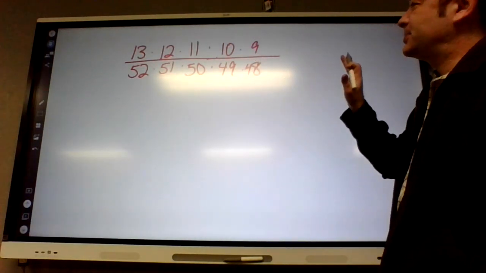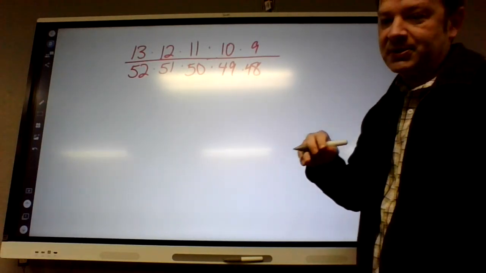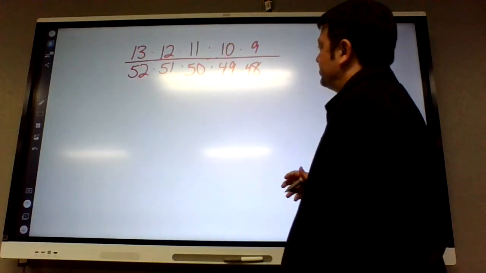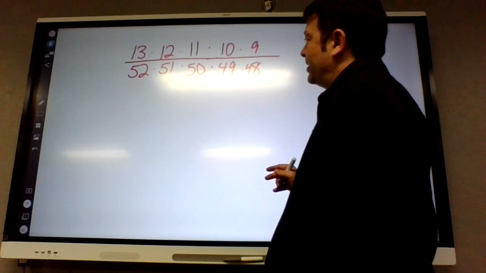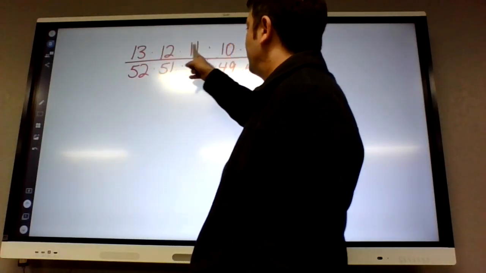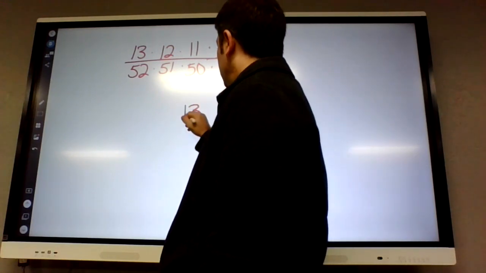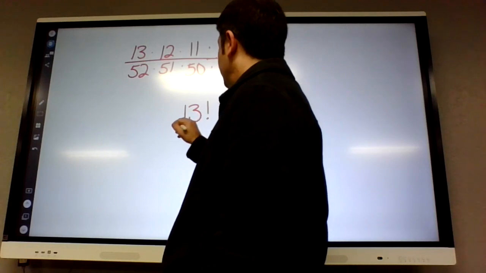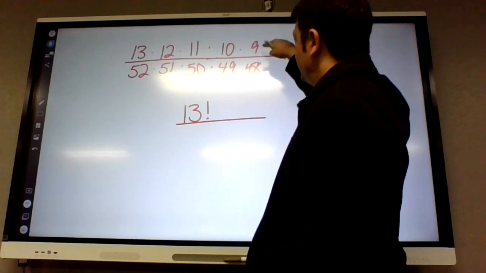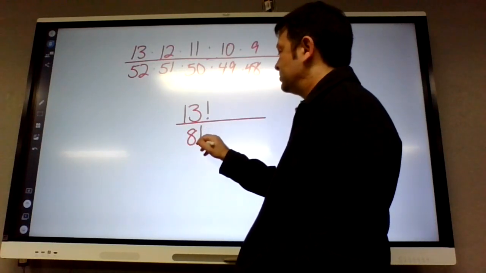They're going to ask us this later on. Actually, they didn't even multiply this out. How could I write this with factorials? How could I write 13 all the way down to times 9 with factorials? It'd be 13 factorial divided by what? How do you get rid of the 8 times 7 times 6? You divide by 8 factorial.